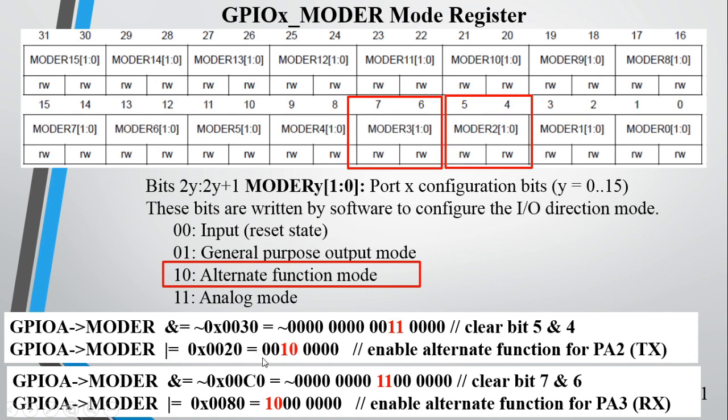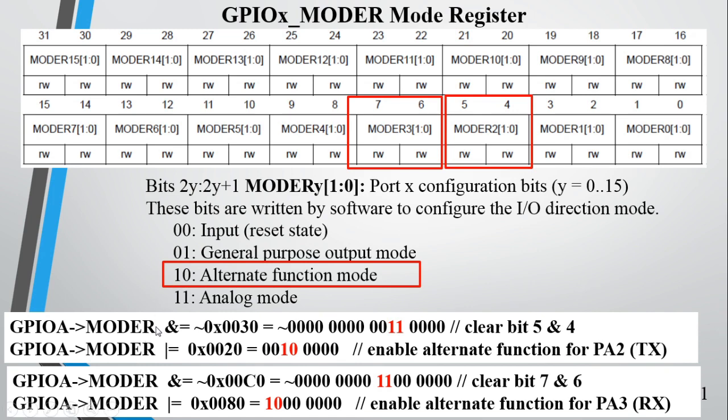OR equal to 0x20 means 0, 0, 1, 0, 0, 0, 0, 0. That means you are setting the 5th bit. So the 5th bit is set, the 4th bit is cleared. That means you are configuring PA2 with alternate function mode. PA2 is configured as alternate function mode. Why? Because in the next step you are going to configure which alternate function you need. So now you are only configuring that PA2 is in alternate function mode. Which alternate function, we will configure in the next step.